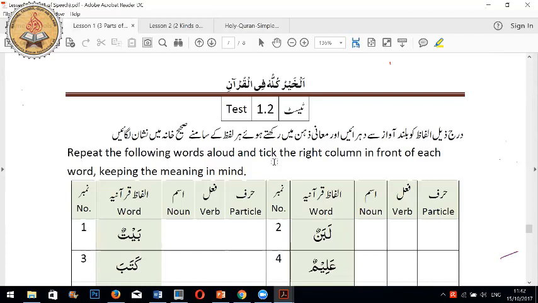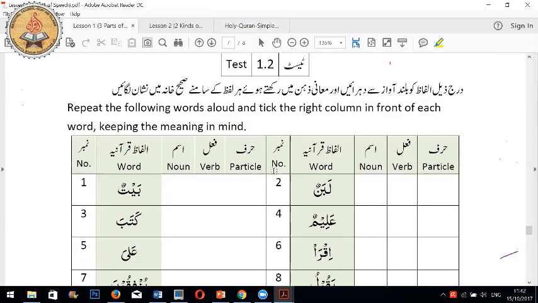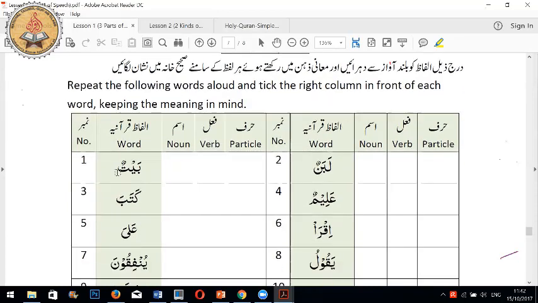Repeat the following words aloud and tick the right column in front of each word, keeping the meaning in mind. We know that baytun, we mentioned baytun in the 1.1 table, baytul atiq. I mentioned baytul atiq for the holy Kaaba. Now, based on what we have learned, we can say that this is a noun. So you write down the tick in the right column.